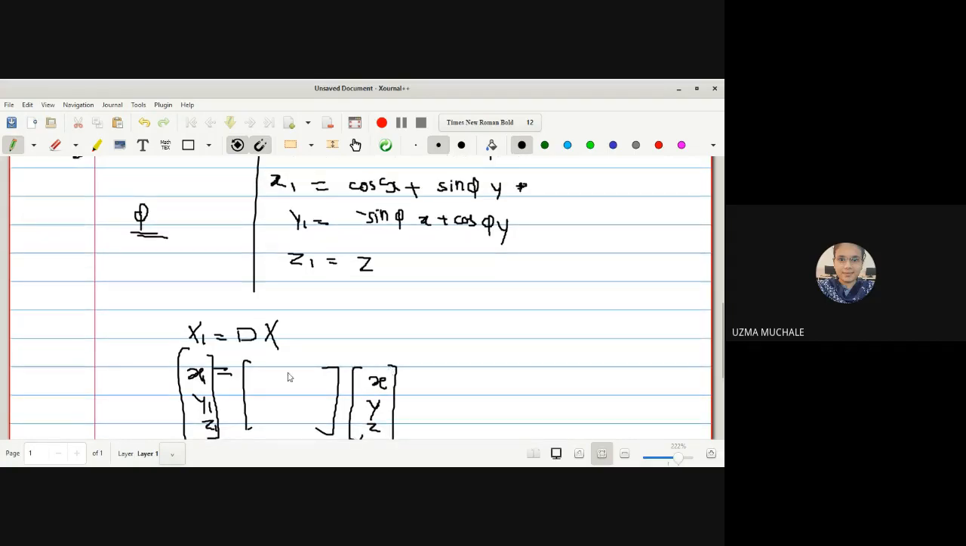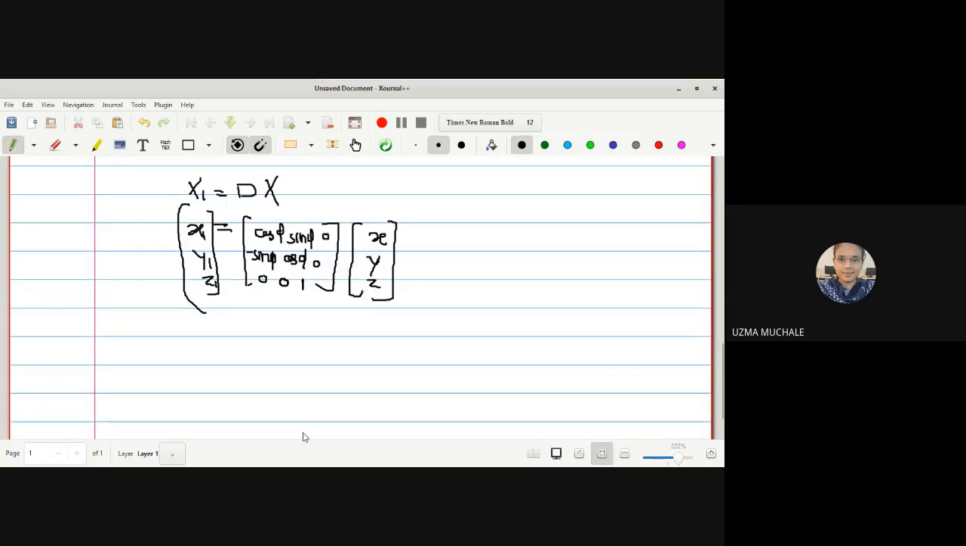Now, the coefficient of x is cos phi. Next coefficient is sin phi, and the coefficient of z is 0. Again minus sin phi, cos phi, 0. Again here you can write 0, 0, 1. So this is the transformation matrix obtained in case of a rotation through an angle phi, that is the transformation from x to x1.